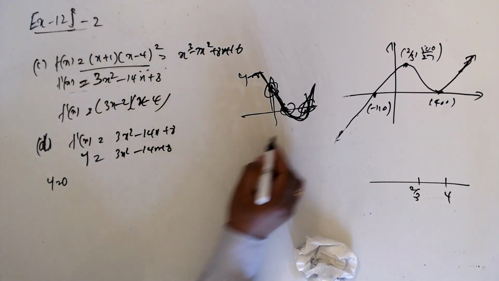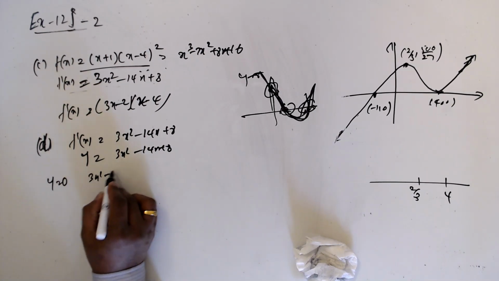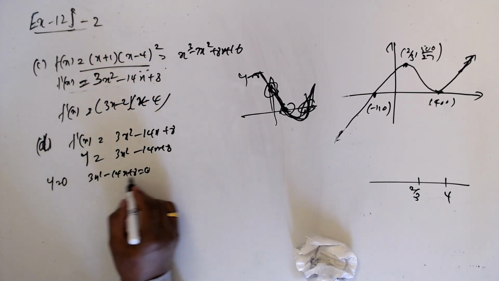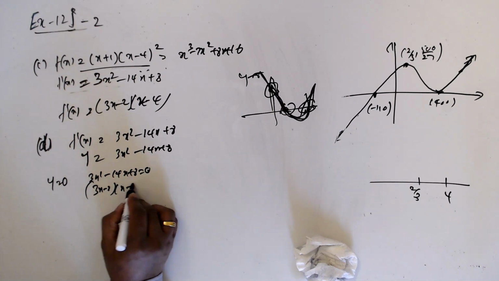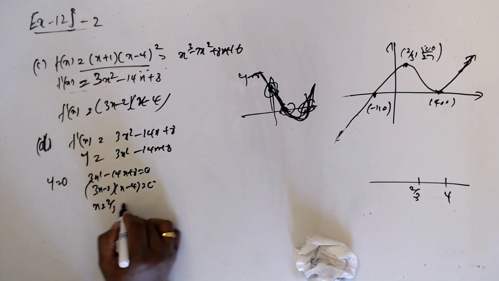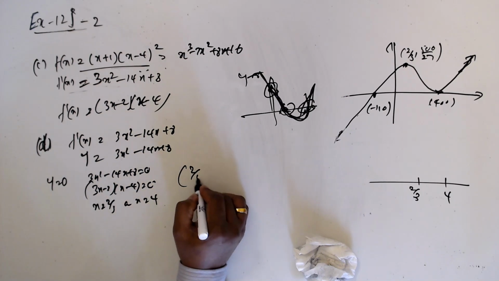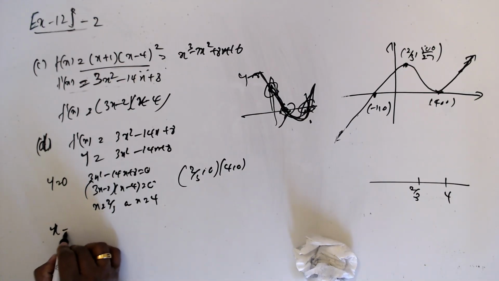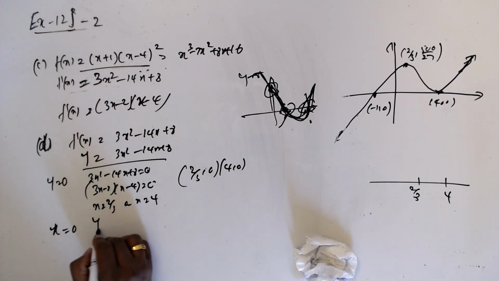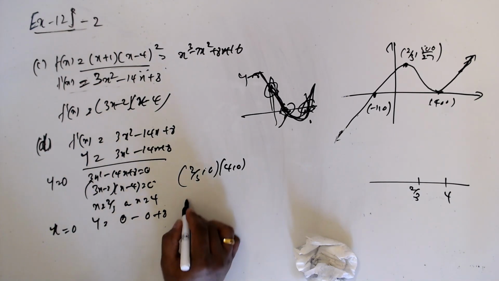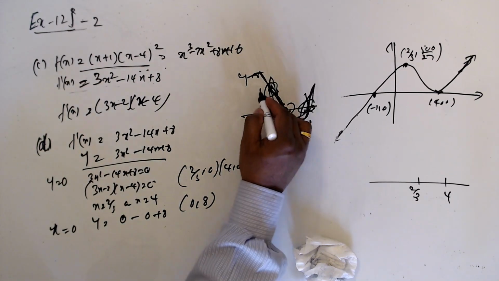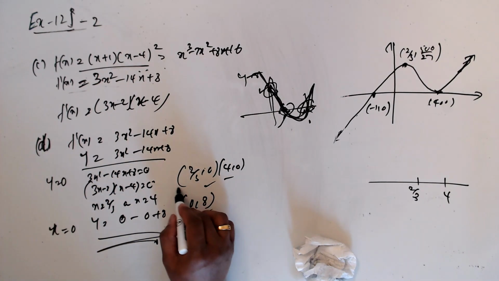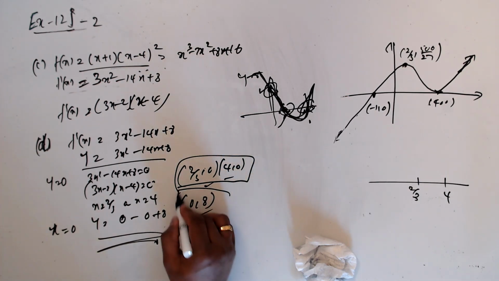Now let's take f dash x and put y. Then y equals 0, we can find those 2 points. 3x squared minus 14x plus 8 equals 0, which is (3x minus 2)(x minus 4) equals 0, so x equals 2 over 3 and x equals 4. So 2 over 3, 0 and 4, 0, those 2 points. And x equals 0, y equals 0 minus 0 plus 8. So this is 0, 8, this point. This is a simple GCSE question. The gradient function cuts the x-axis at those 2 points and the y-axis at this one.